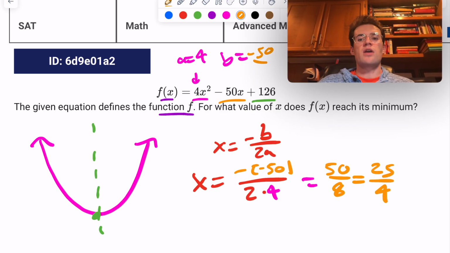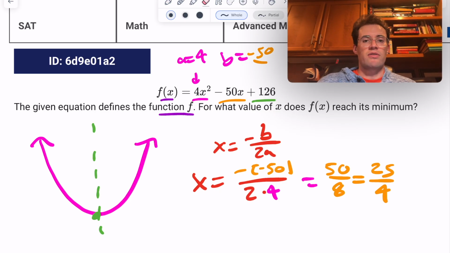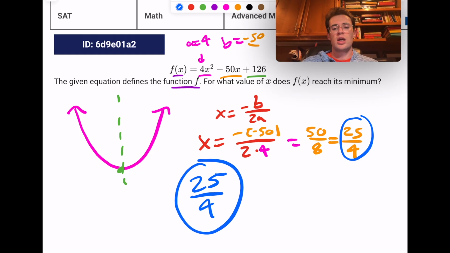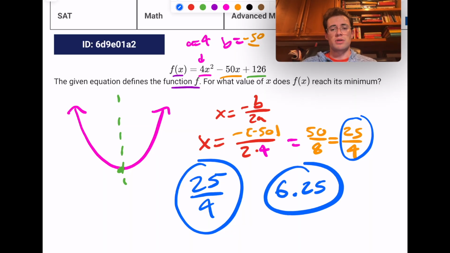So what value of x? This is the value of x, 25 over 4, if you want to write that. So 25 over 4, that's a simplified fraction, right? 25 doesn't have any 2's in it. But if you do want to write it as a decimal, that would be 6 1/4, so 6.25. So that'd be how you do that.